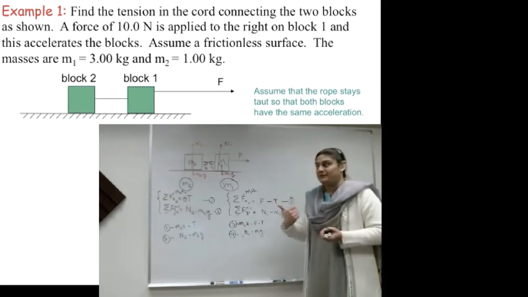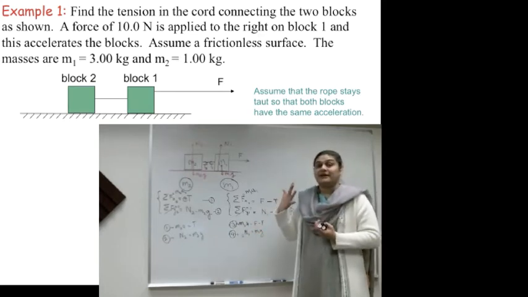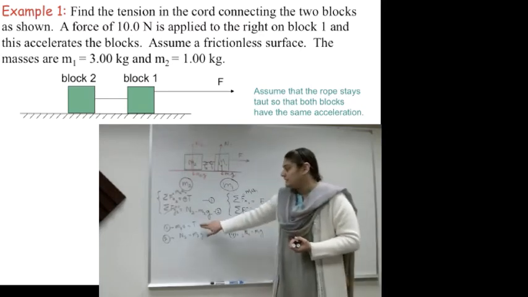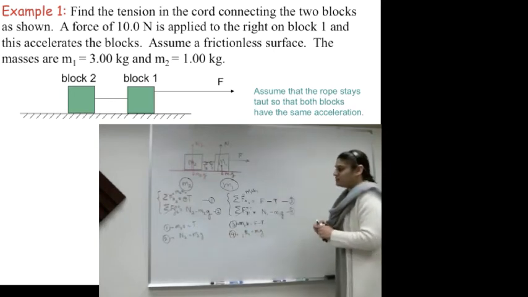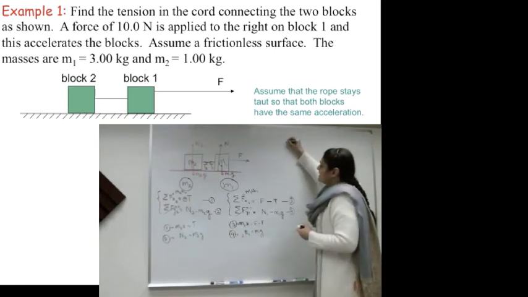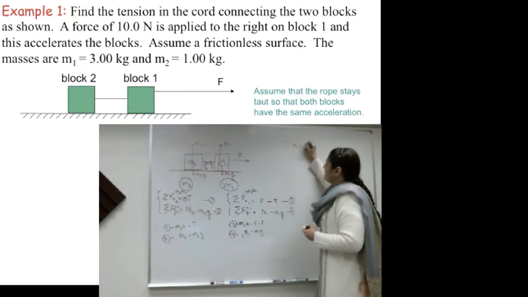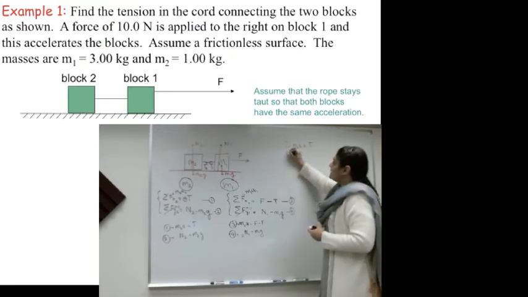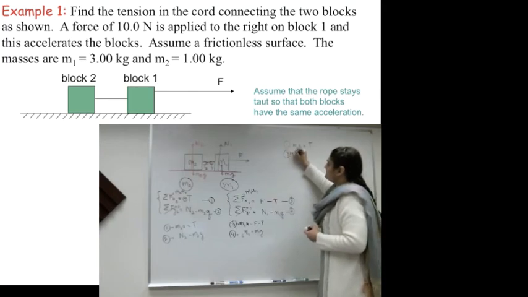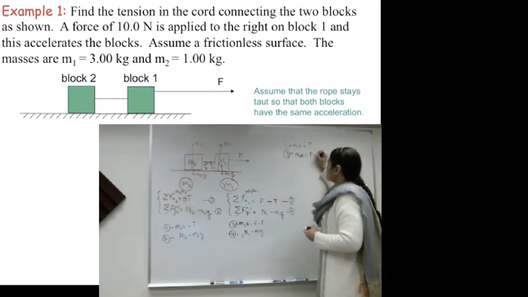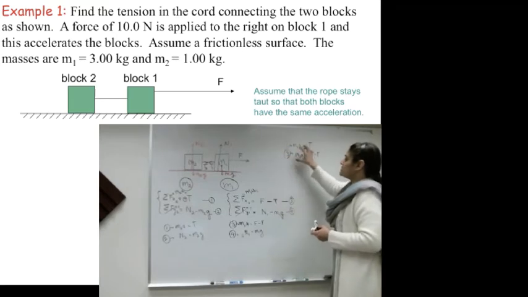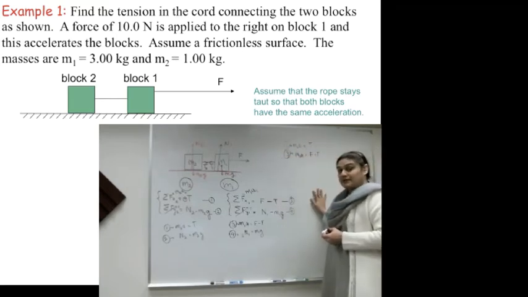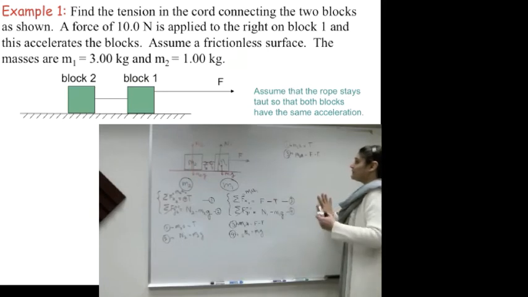What was my initial problem? I needed to find the tension in the cord. Well, I can find the tension from the first two expressions. So I'm just going to rewrite 1 and 3. Equation 1 says m2a equals tension, and equation 3 says m1a equals force minus the tension. Okay? I have two equations and two unknowns. I can solve for these and come up with an answer.